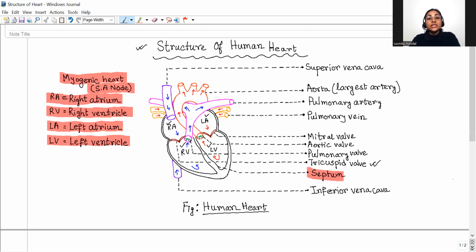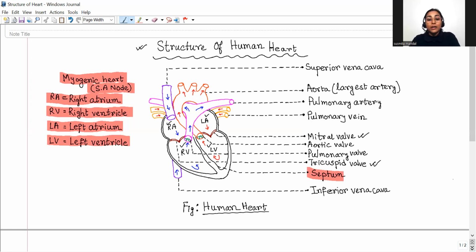Now, the left atrium and left ventricle. At the junction of the left atrium and left ventricle, there is a mitral valve. It is also known as the bicuspid valve because two muscular flaps are present. So the left atrium and left ventricle are separated by the mitral valve. This valve directs the blood from the left atrium to the left ventricle. But from the left ventricle, blood does not go back to the left atrium.